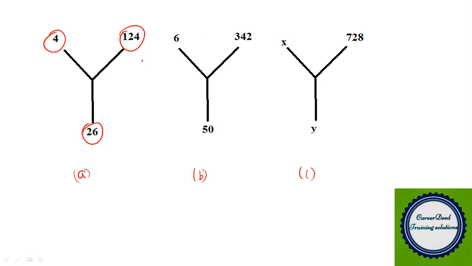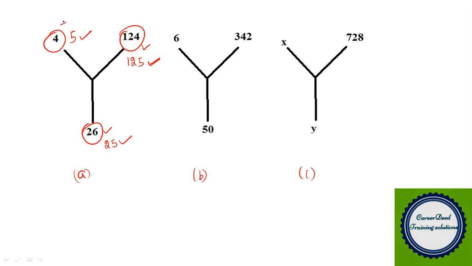Now, if you look at 124 and 26, which is the nearest cube number to 124? We have 125. And which is the nearest square number to 26? We have 25. And here you have 5, right? So instead of 4 plus 1, you get 5. Now we have a relationship between these numbers. So 5 square is 25, 5 cube is 125.